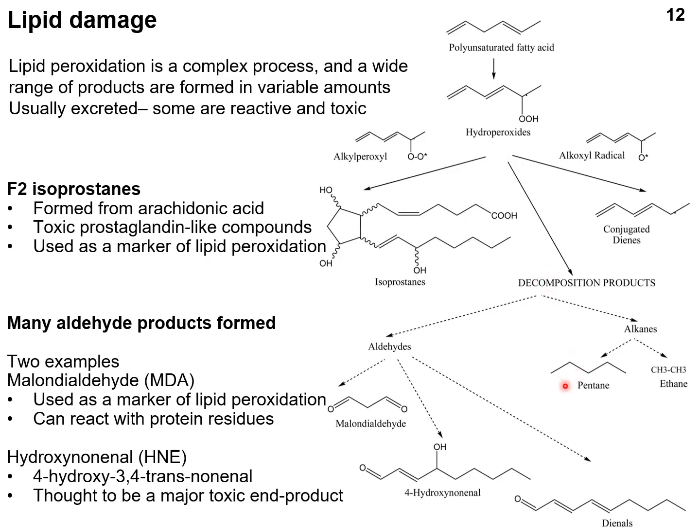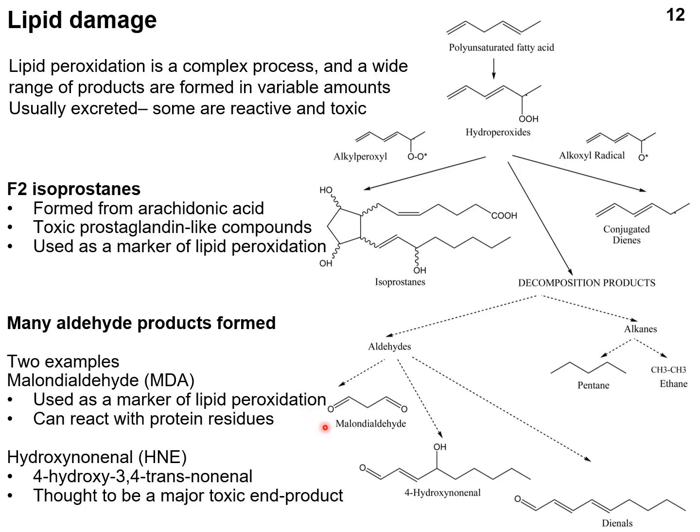Pentanes, for example, are volatile and can be released in the breath, and so a few techniques have been developed to detect pentane. We can also form aldehydes. One of the most significant ones is malonaldehyde. That has also been used and developed into an assay for lipid peroxidation.